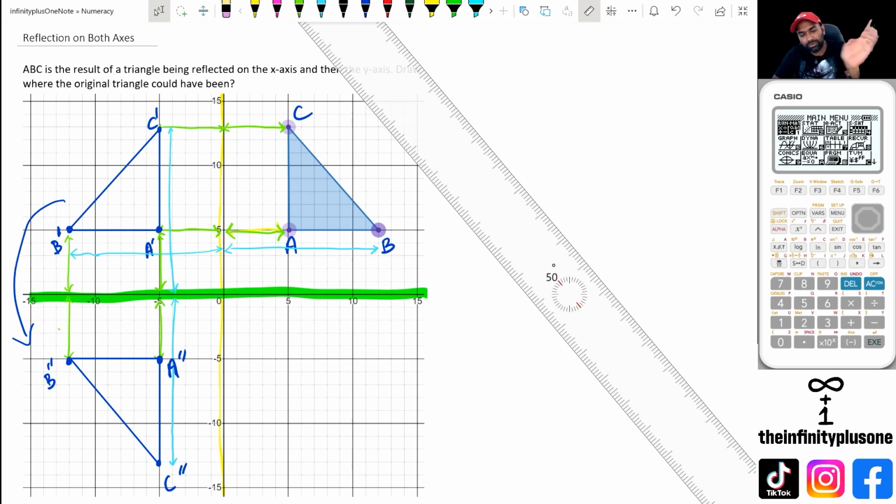And then from there it got reflected on the y-axis, which meant it came down to the top right side of this space here. All right, so looking at another example.